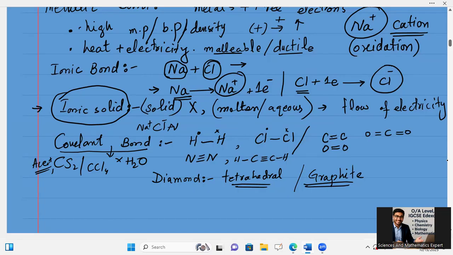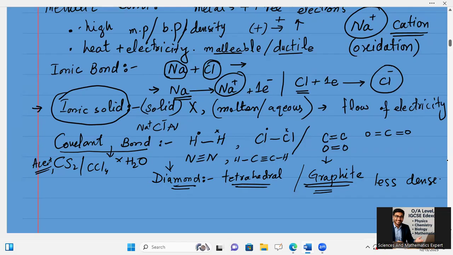It has a high melting and boiling point. Remember that diamond also has a high melting point and boiling point, and graphite also has a high melting and boiling point, but it is less dense as compared to diamond. And both graphite and diamond are allotropes of carbon. Both are made up of the element carbon.